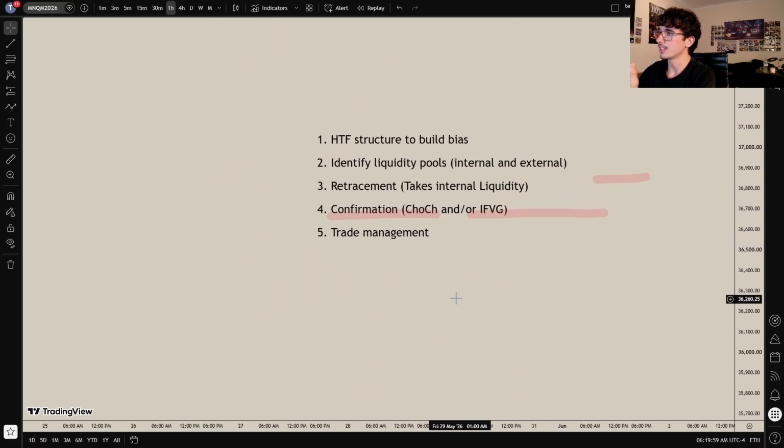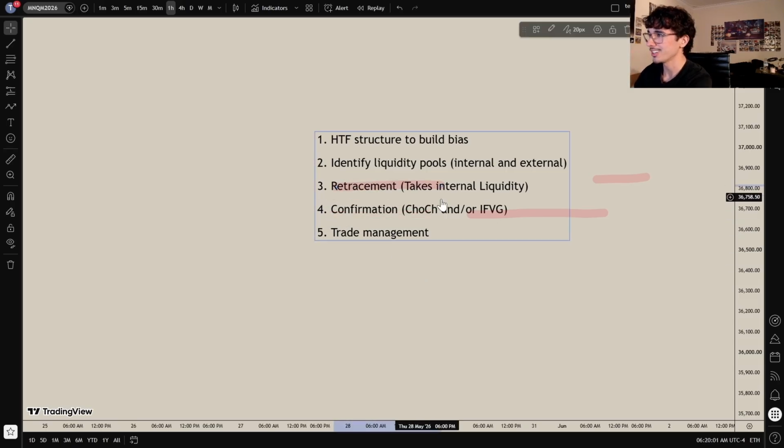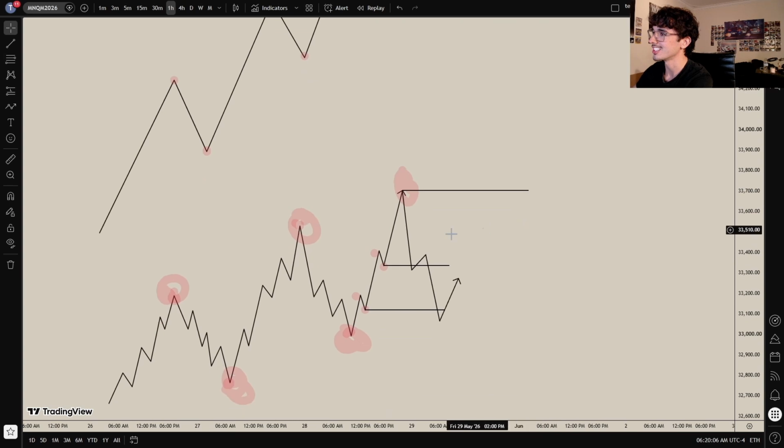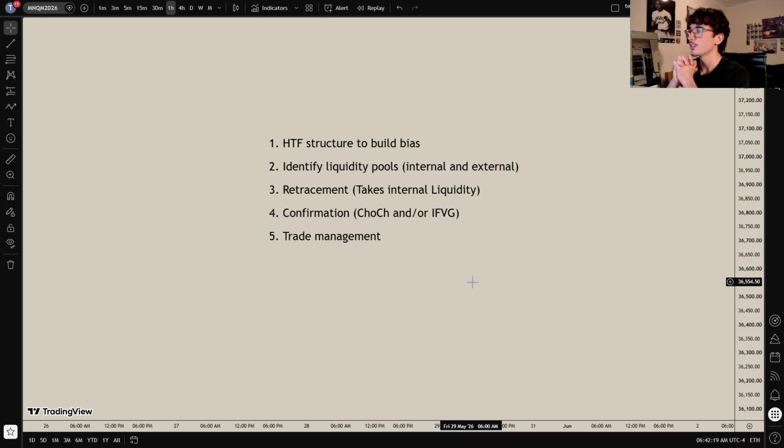But the main idea for number 3, I don't know why this keeps moving, is retracement. I want to see the internal liquidity being taken like this before I start looking for confirmation of my entry. So after we have had the retracement, which took out some internal liquidity, it is time for me to look for my entry and look for confirmation to take my entry.